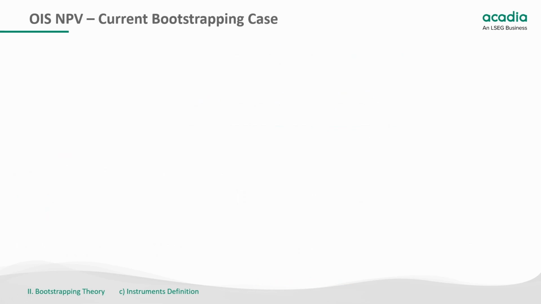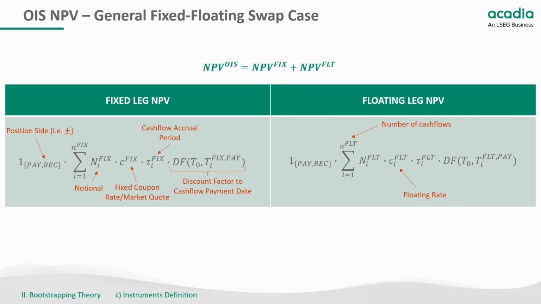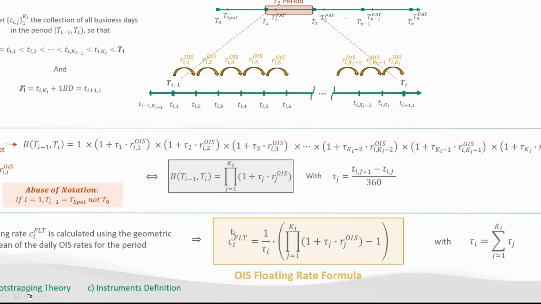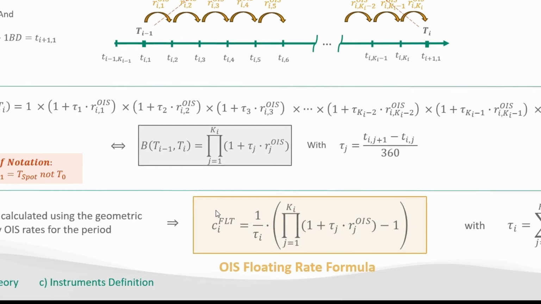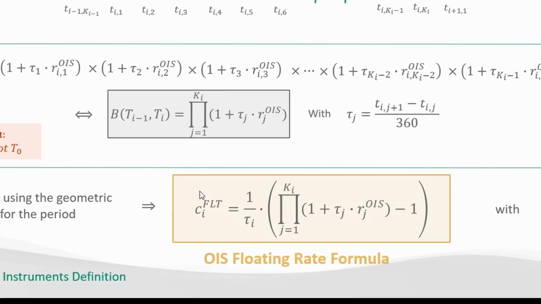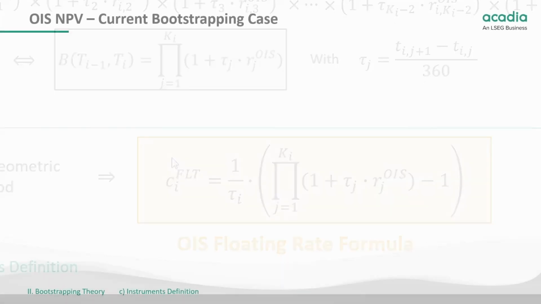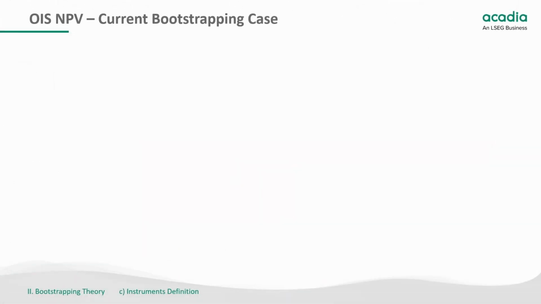So, a little summary. Up to that point, we have demonstrated the general formula for fixed floating swaps NPV. We know how to calculate the OIS floating rate from a valuation perspective. We'll see that in the case of bootstrapping, we'll use a simpler formula derived from this one. Now we're going to dive into the characteristics of the OIS instrument which are used for this bootstrapping exercise. And you will see that we make some valid assumptions which simplify our calculations greatly.